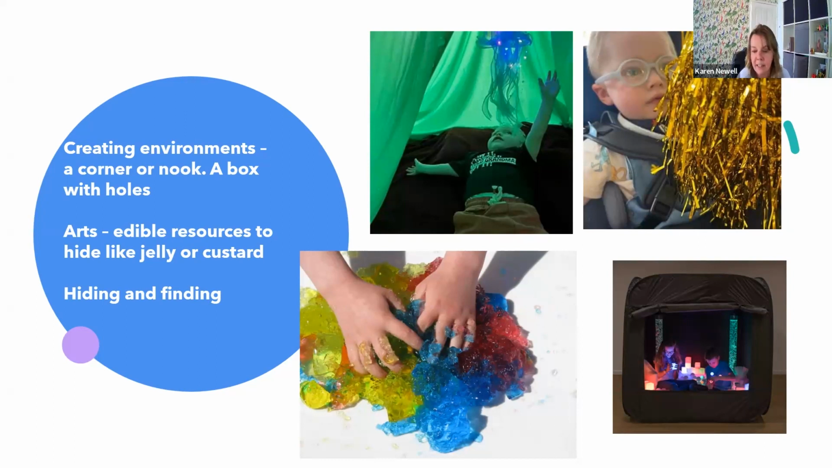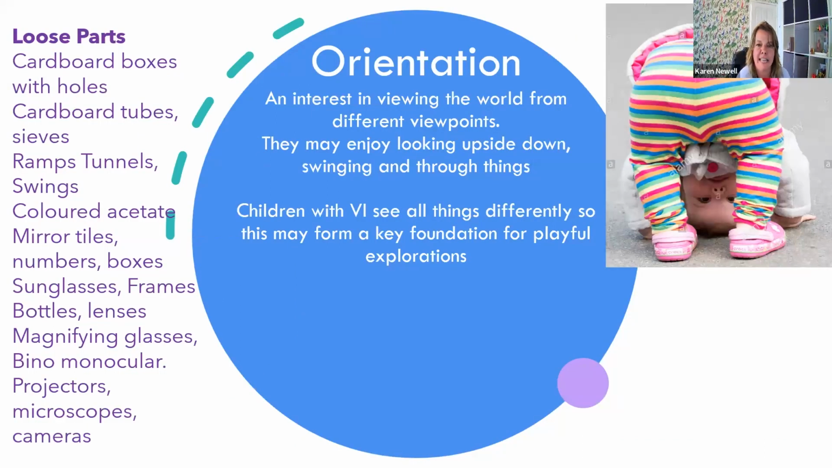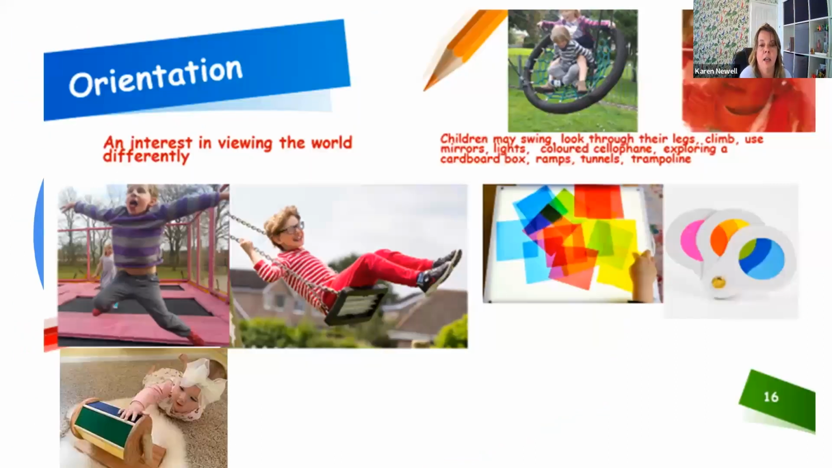And we're talking about the last one today. I think we'll look at orientation, if that's okay. This is an interest in kids viewing the world from different viewpoints. All our children see the world differently. They may enjoy looking upside down, swinging through things. And this is the start of their playful exploration. So if you have things like coloured acetate, mirrored tiles, sunglasses, bottles, lenses, monoculars, binoculars, projectors, those sort of things, that will really help your child explore those urges in orientation.